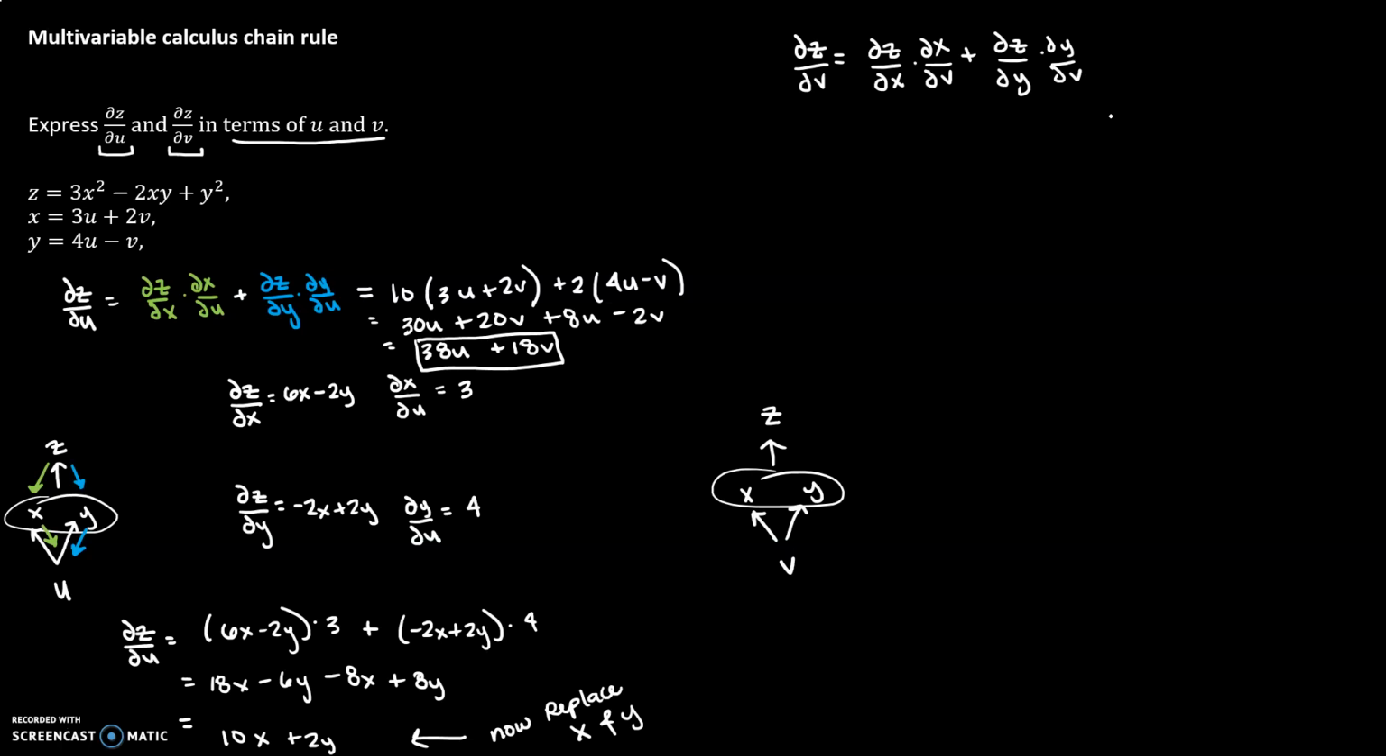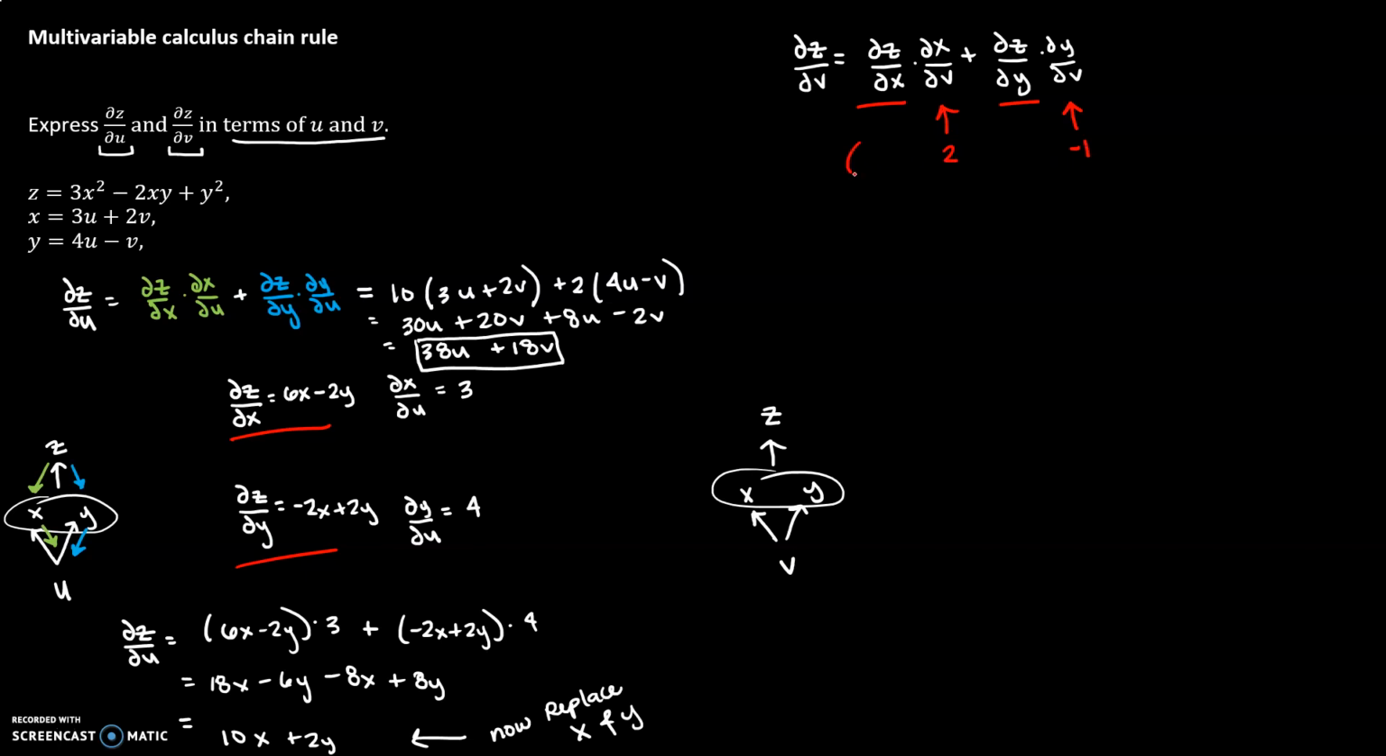We need to calculate all of these partials. Notice that we did already calculate 2 of them. So the partial z with respect to x, partial z with respect to y, we have those already done for us, which is awesome. The only extra thing we need is the partial x with respect to v, partial y with respect to v. So partial x with respect to v, that's just 2. Partial y with respect to v, that's -1.